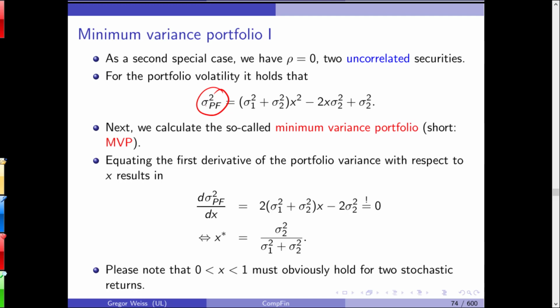Very simple algebra. And here at the bottom of the slide, you can see we're taking the first derivative of the variance, setting it equal to 0, and you get sigma 2 squared divided by sigma 1 squared plus sigma 2 squared. And again, note that x has to be between 0 and 1 for the two stochastic returns.